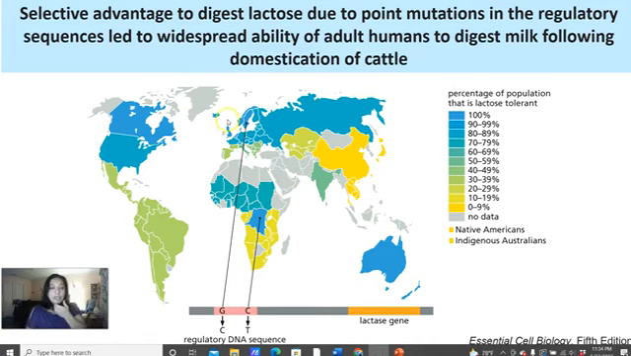And so these two mutations occurred in the same regulatory sequence, but they happened independently and then spread across the globe with the population moving from one place to another.